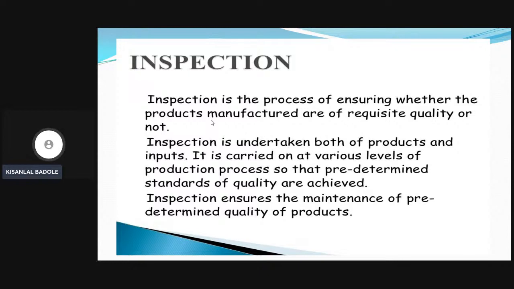Inspection is checking whether your product is fit for use and fulfills the requirements of the customer. For that purpose, for any product we manufacture, before delivering it to the market you must properly inspect it. Inspection is undertaken for both the product and the input. It is carried out at various levels of the production process so that predetermined standards of quality are achieved. Suppose your manufactured product is well and good, in other words fit for use. Then definitely your demand will increase in the market, since it fulfills the requirements of the customer.